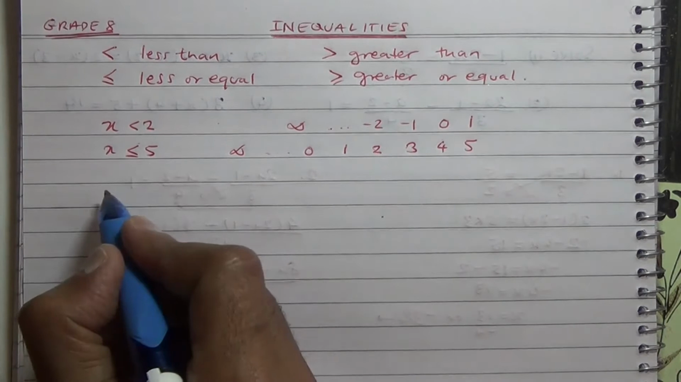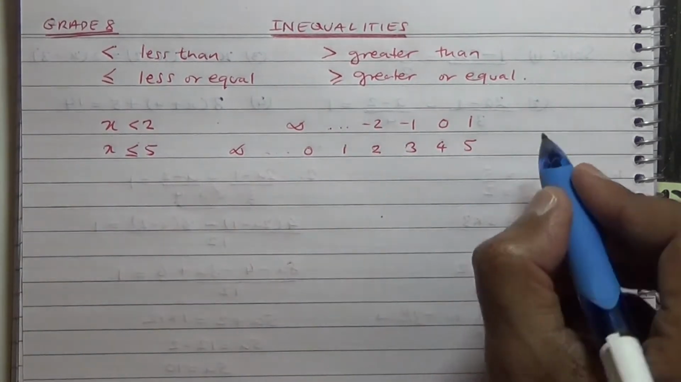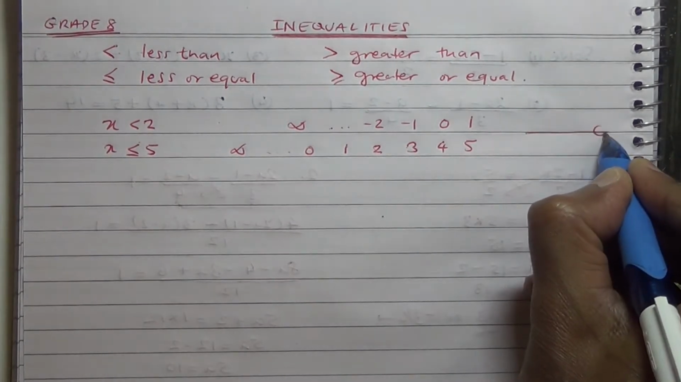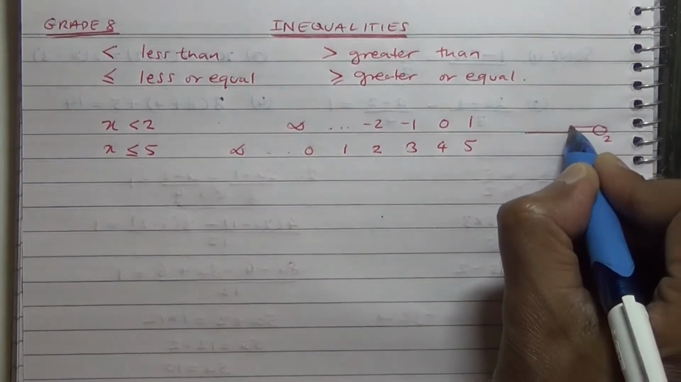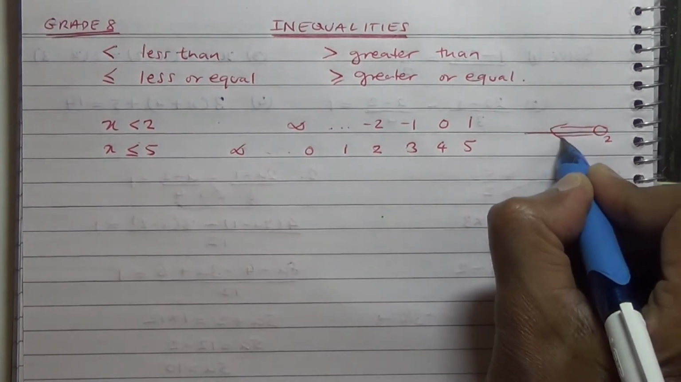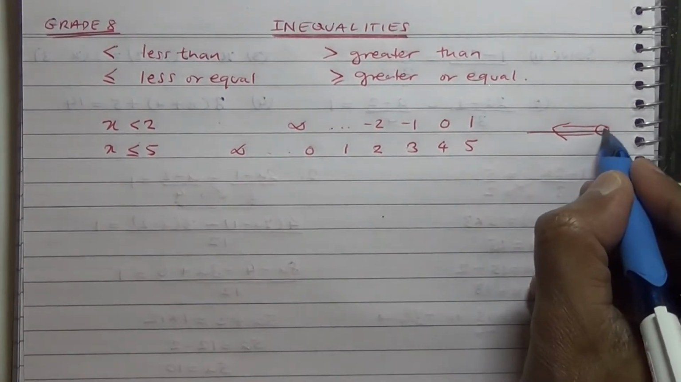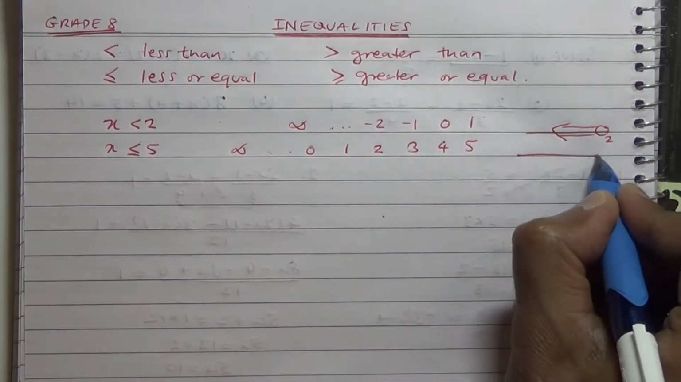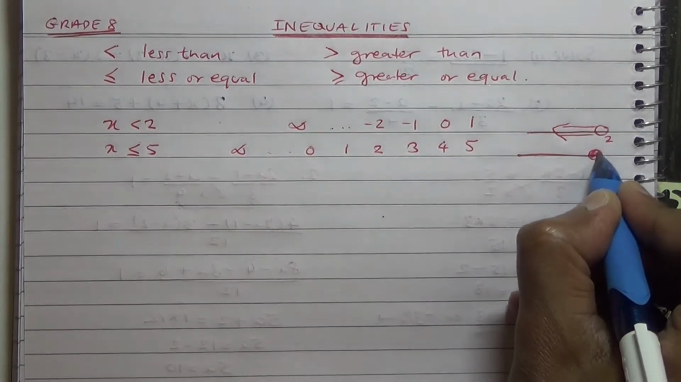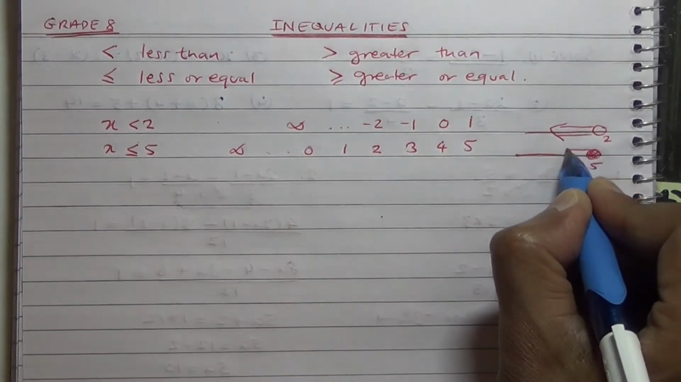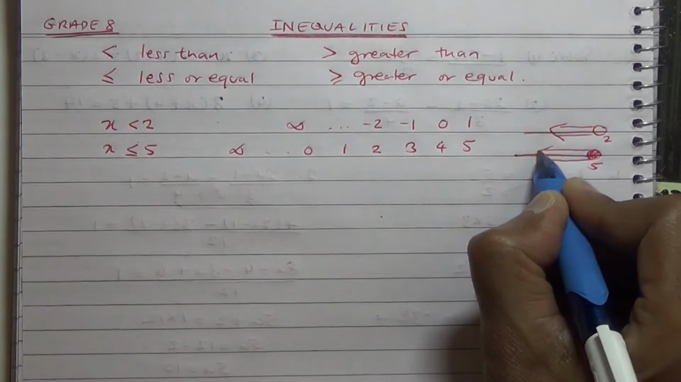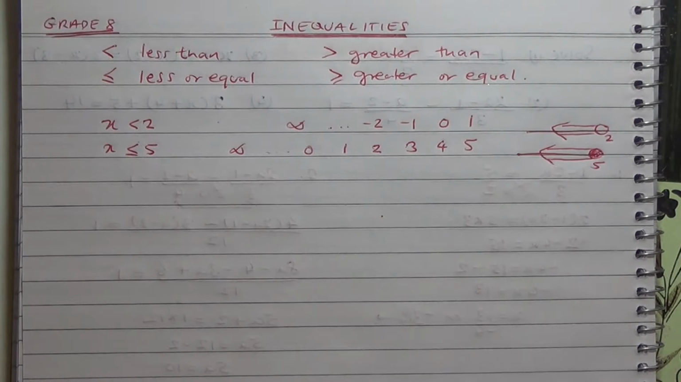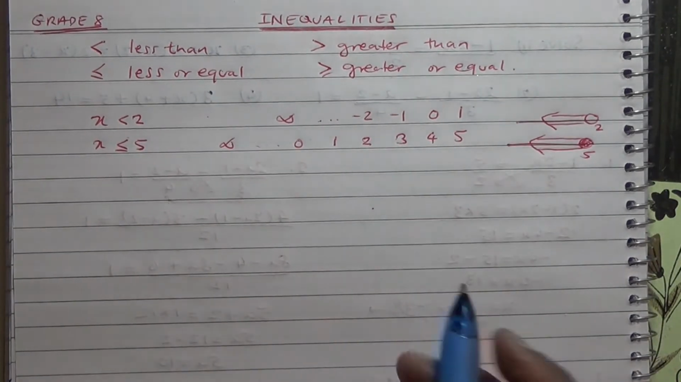In the same way, we can represent this on a number line if we want. Let's say x is less than 2. That means if you have 2 here, you can go in the left direction. Less than 2, it doesn't include the 2, you don't shade this. As for x being less or equal to 5, you can take 5, but you shade the dot. That means it includes the 5, and then it's less than 5. All the numbers that come below 5 are going to be taken as accepted values.